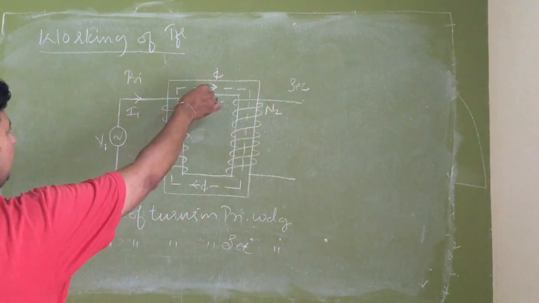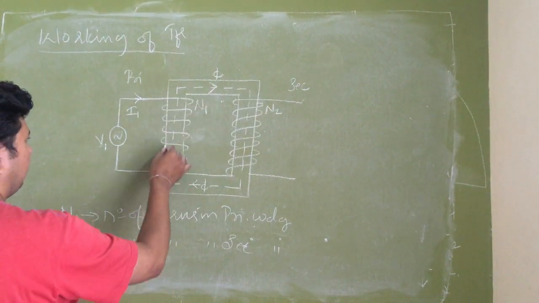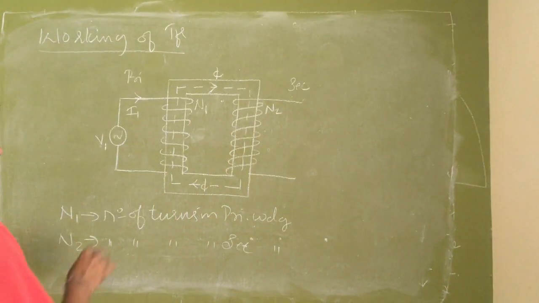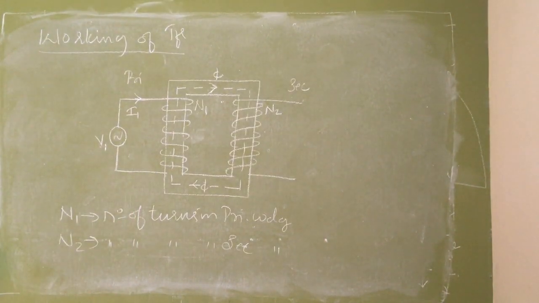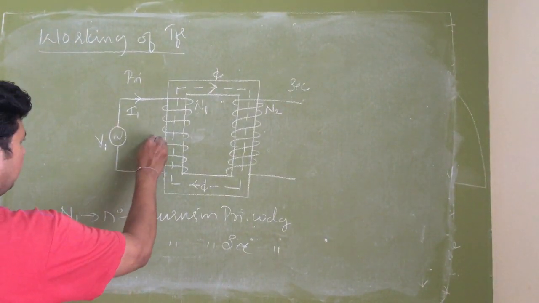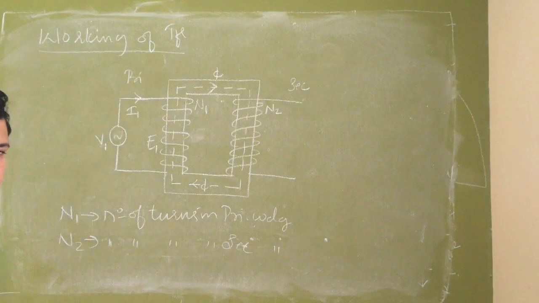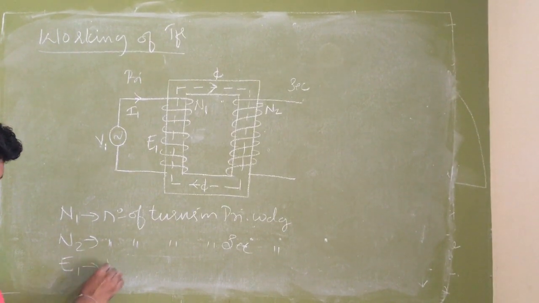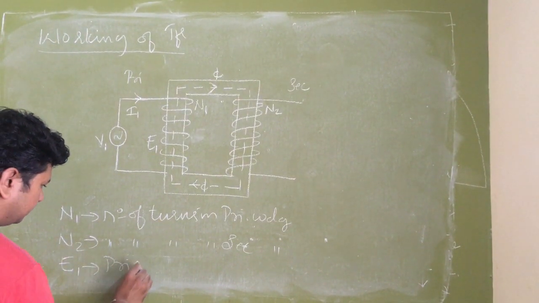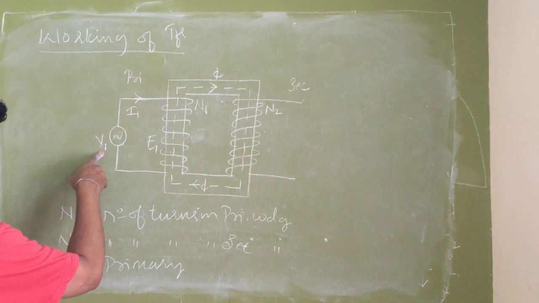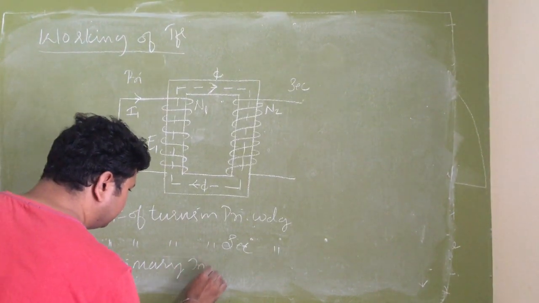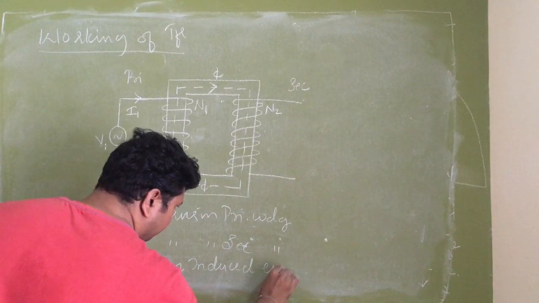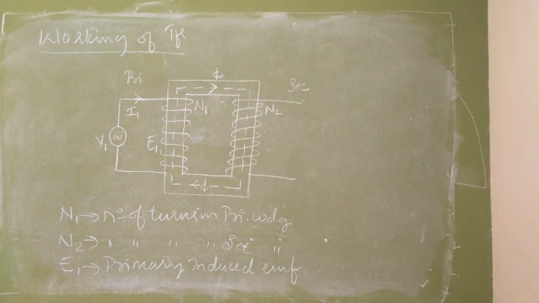Now, this flux phi is linking to the primary coil as well as the secondary coil. The moment flux phi is created in the primary coil, it will first link the primary coil itself. Hence, I get a self-induced EMF E1 in the primary coil. So E1 is the primary induced EMF, where V1 is the supply voltage.